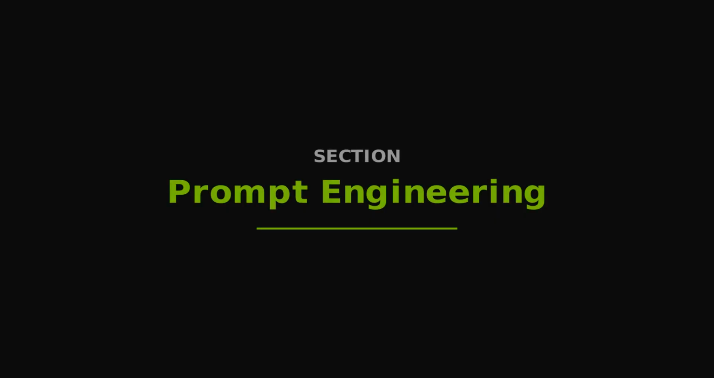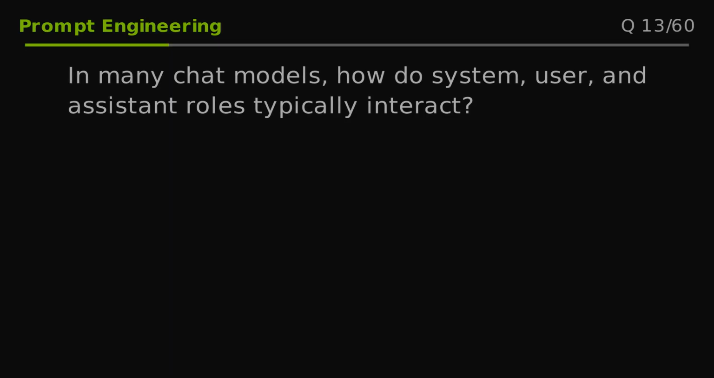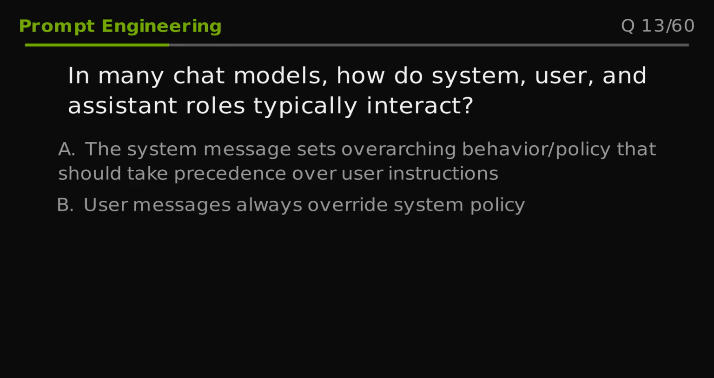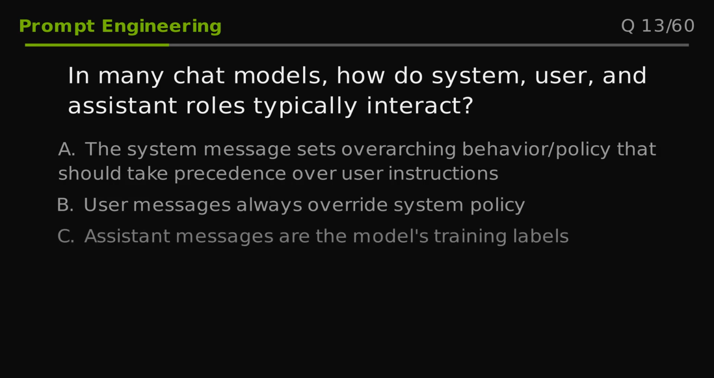Next section. Prompt engineering. Question 13. In many chat models, how do system, user, and assistant roles typically interact? Option A. The system message sets overarching behavior or policy that should take precedence over user instructions. Option B. User messages always override system policy. Option C. Assistant messages are the model's training labels. Option D. Roles have no effect on behavior.